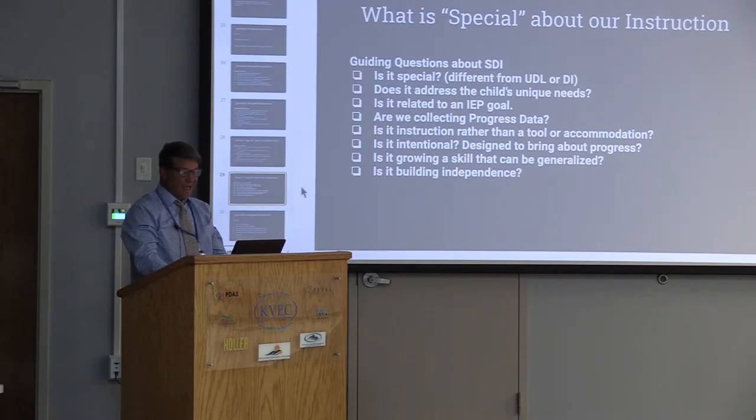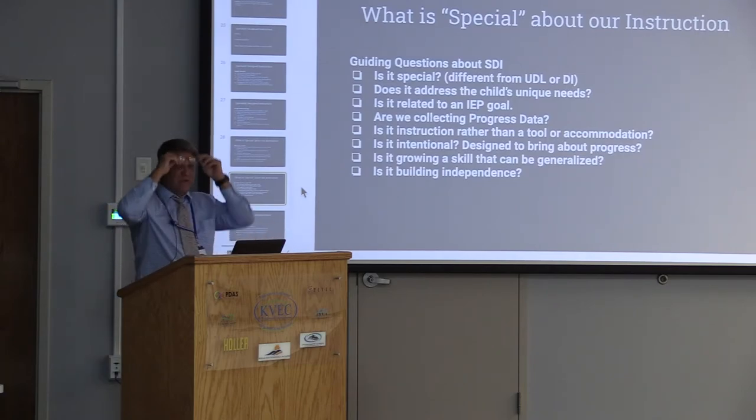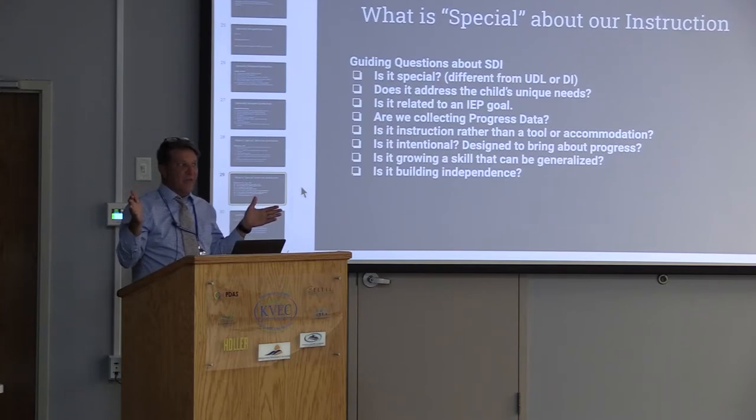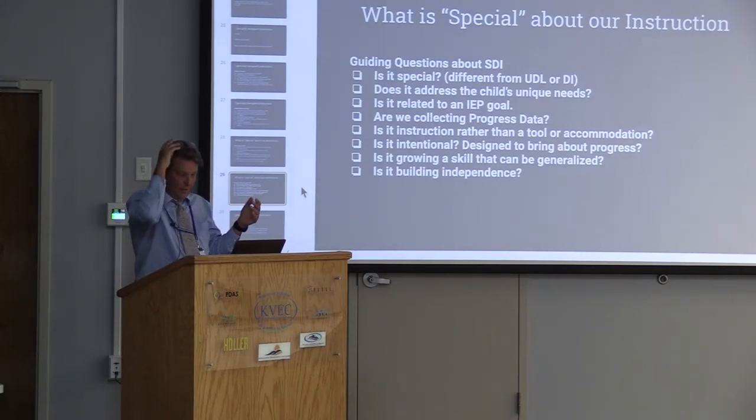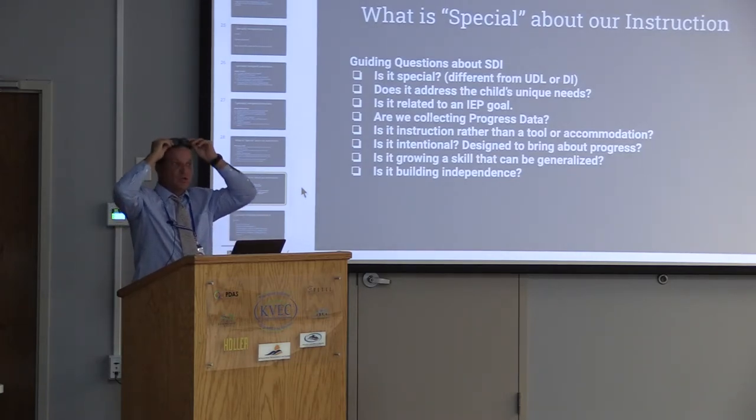So the guiding questions that we would ask: Is it special? Is it different from universal design for learning? We're just providing students a different way of accessing the information, or we've differentiated the activity in the classroom. All students get that through tiered activities and RTI. But special needs students get something more. Does it address the student's unique needs?